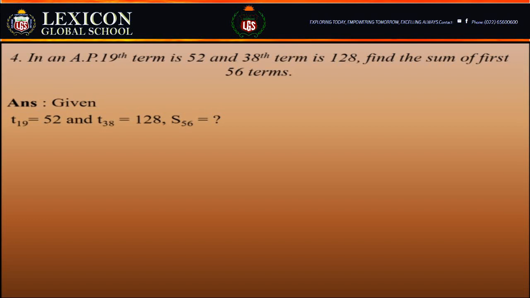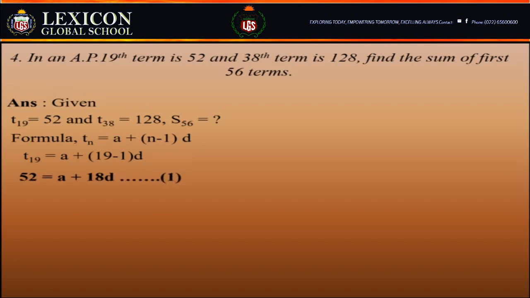Since there is no a and no d, we are going to directly substitute these values in the formula of Tn. So T19 is equal to a plus 19 minus 1 d. The value of T19 is 52. So 52 is equal to a plus 18d. Let me give this as equation number 1. Similarly, T38 is equal to a plus 38 minus 1 d. The value of T38 is 128, which is equal to a plus 37d. That would be equation number 2.